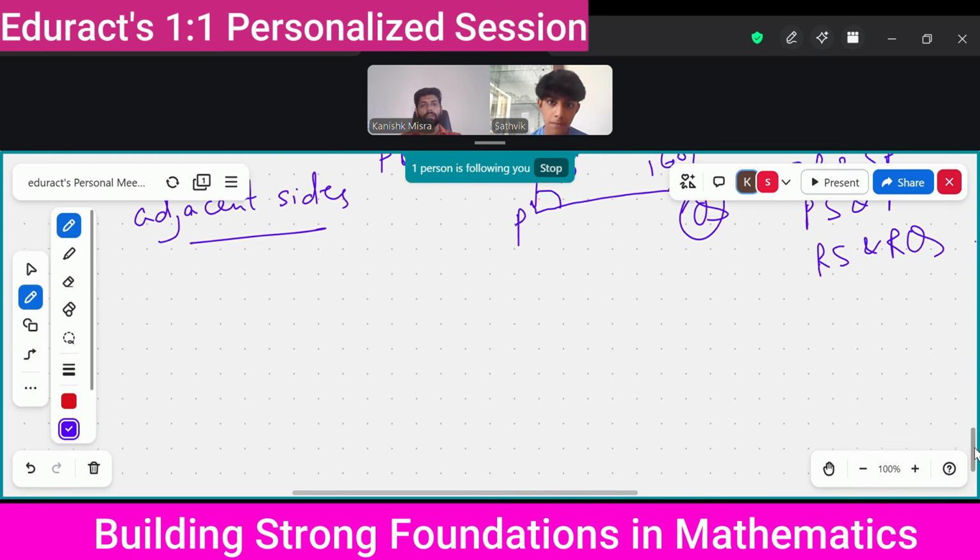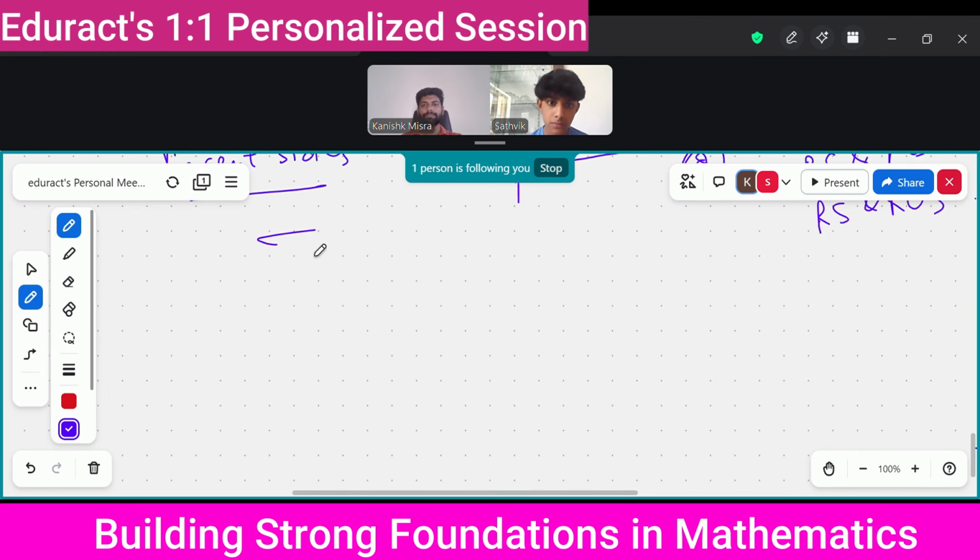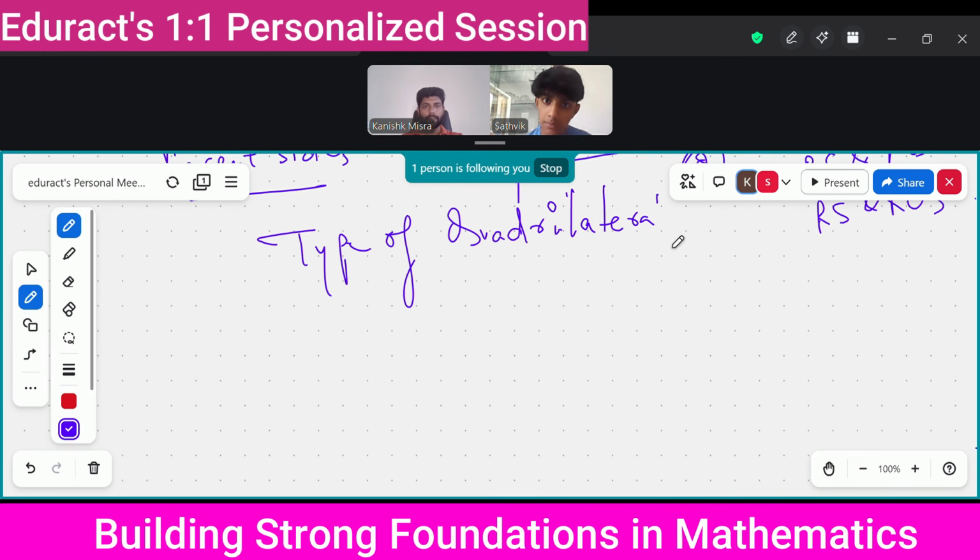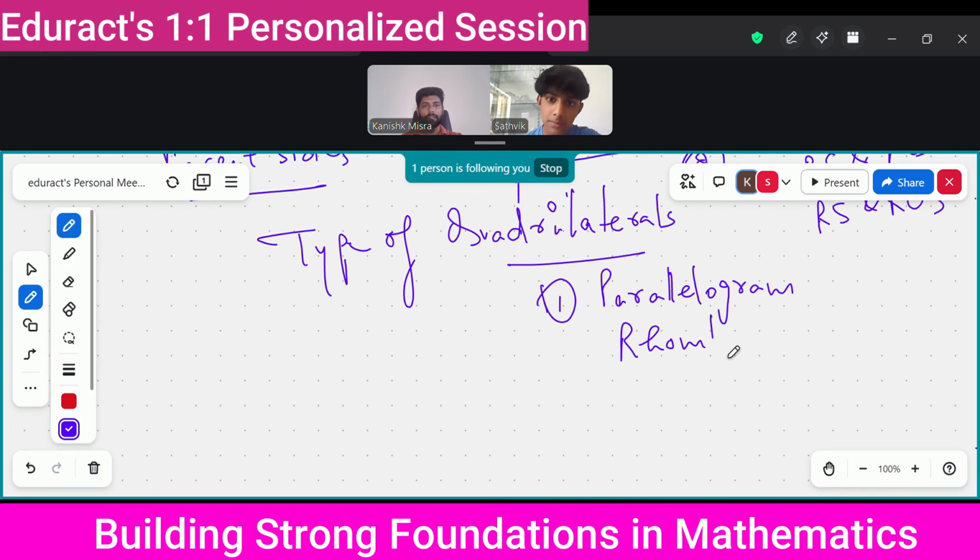Now comes the types of quadrilaterals. Do you have any information regarding the types of quadrilaterals? Parallelogram, or rhombus. Whatever you tell me, you have to specify also what a parallelogram is and what a rhombus is. We'll see that also. A kite. Kite, that's good.